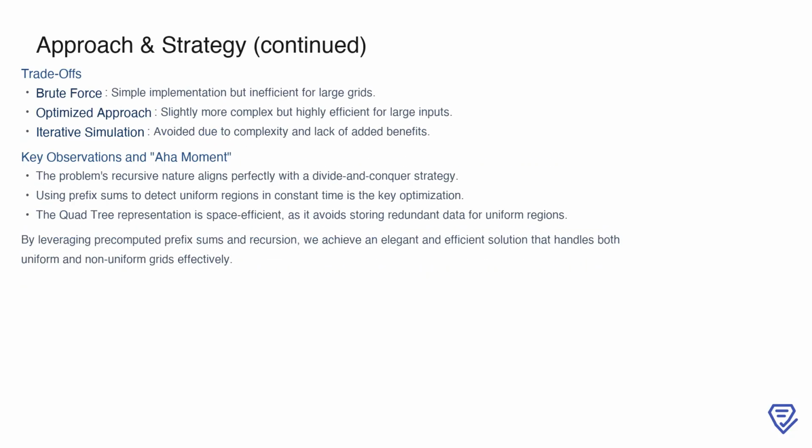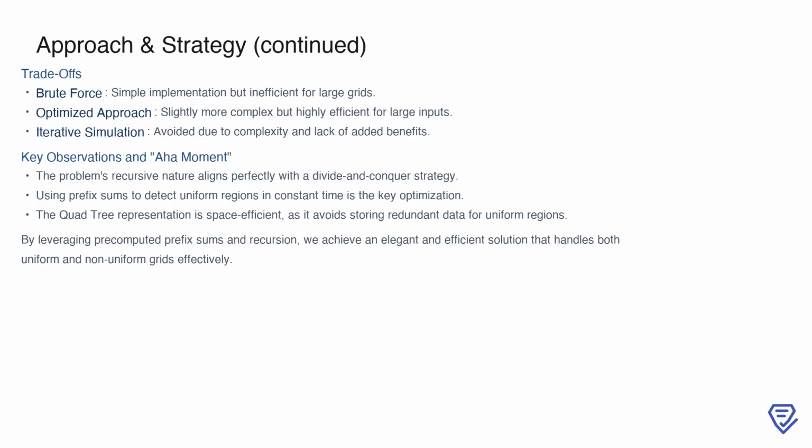When comparing these approaches, we see clear trade-offs. The brute force divide and conquer approach is simple to implement but inefficient for large grids due to redundant computations. The optimized approach, while slightly more complex, is far more efficient for larger inputs, thanks to the use of prefix sums. Iterative simulation is avoided because of its added complexity and lack of meaningful advantages.